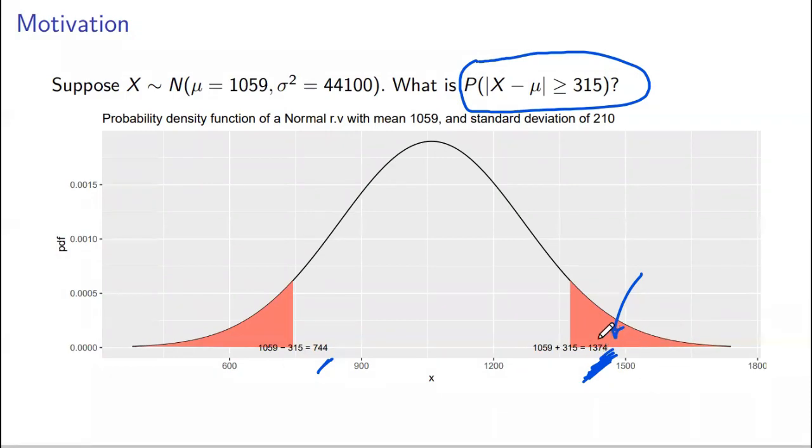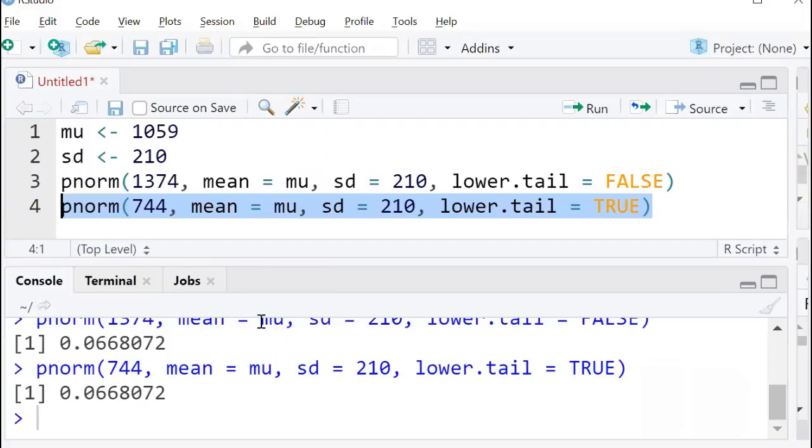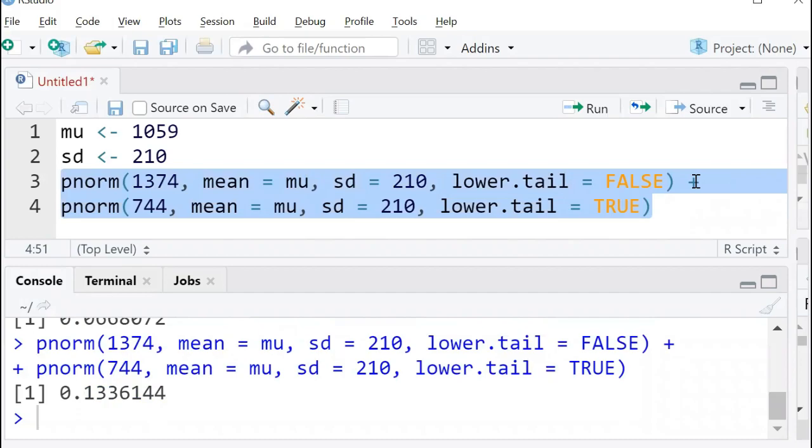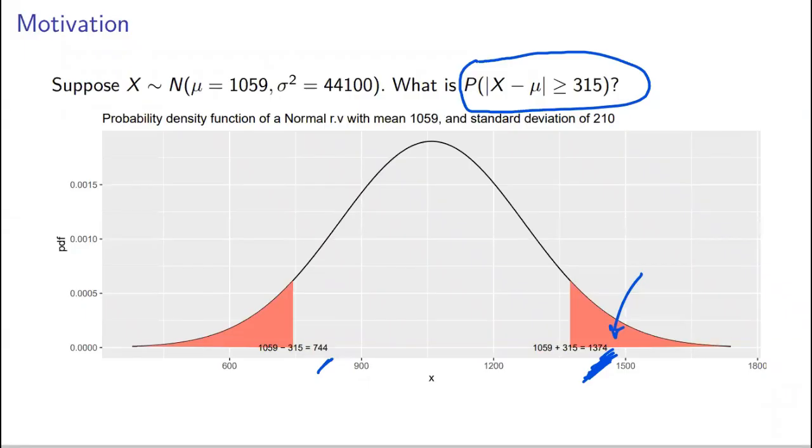So the probability I'm interested in, a student scoring above 1374 or below 744, that is, outside of 315 points from the mean, is the sum of these two probabilities. I'm just going to add them up, and I get 0.13361. Now, this probability is equal to 0.13361 because we knew that this random variable followed a normal distribution.